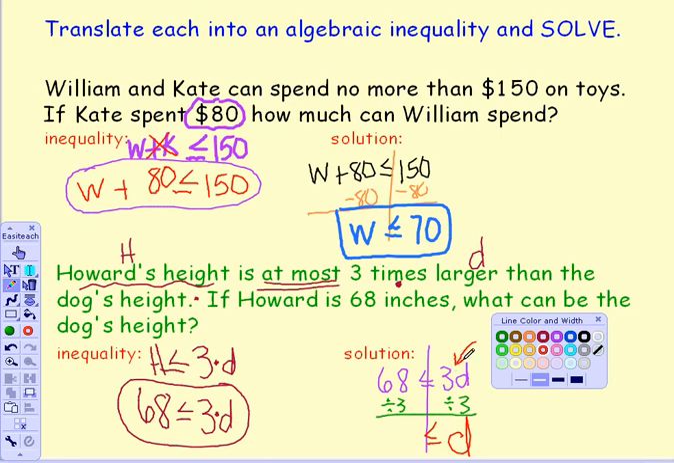68 divided by 3, it's not an even number. So 22, it goes in there twice, and we still have a remainder of 2. So 22 and 2/3. That means the dog's height has to be under or equal to 22 and 2/3 inches.